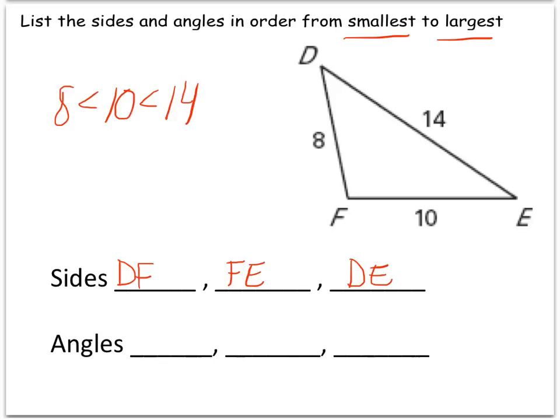And the angles are going to go in the same order because the shortest side correlates to the smallest angle. So in this case, DF is opposite of angle E. FE is opposite of angle D. And DE is opposite of angle F.